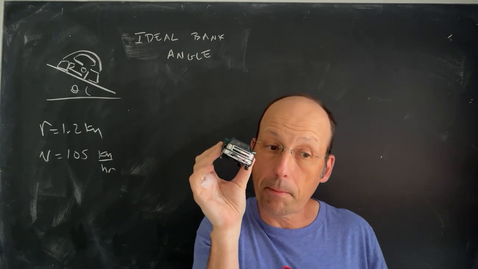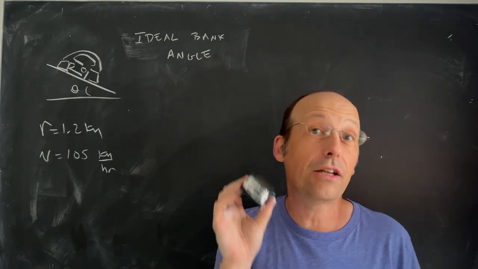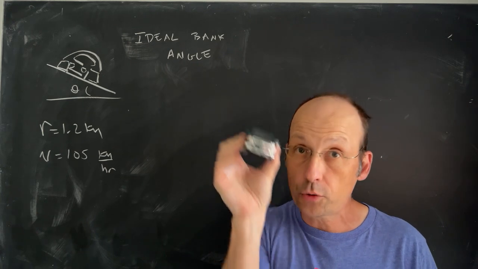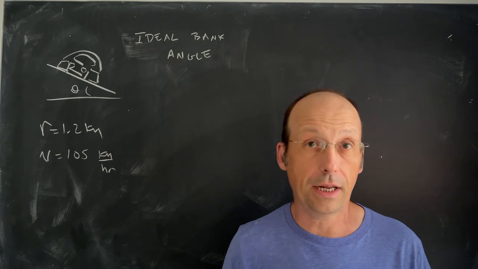It turns out that there's a bank angle that is ideal such that you don't need any friction between your car and the road in order to make that turn. And that's what we're going to calculate.